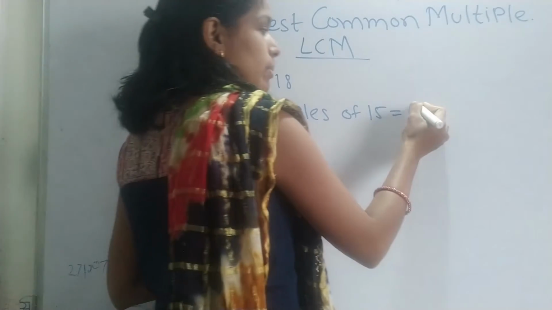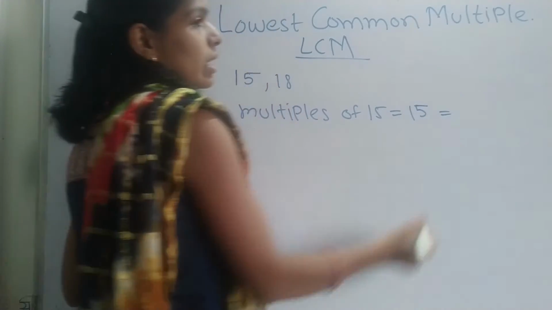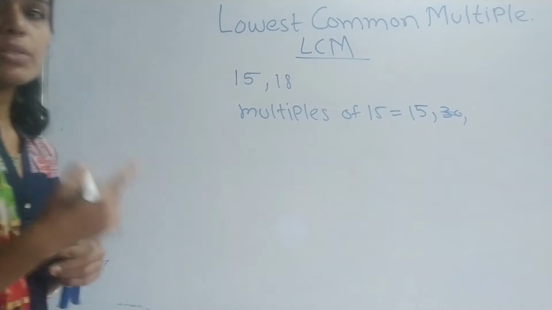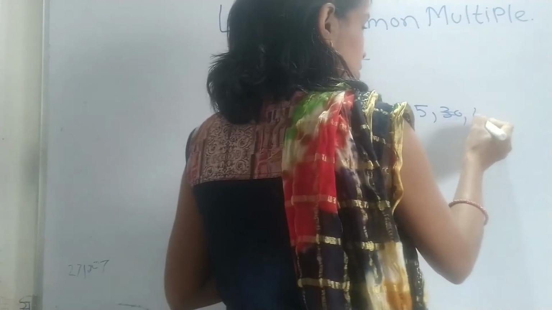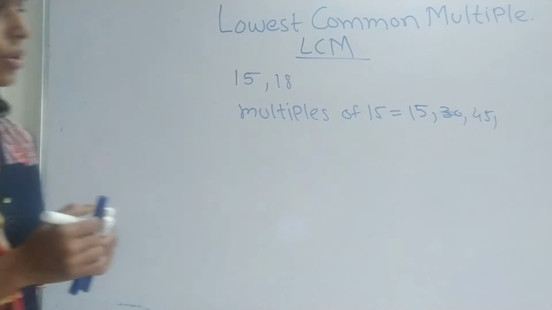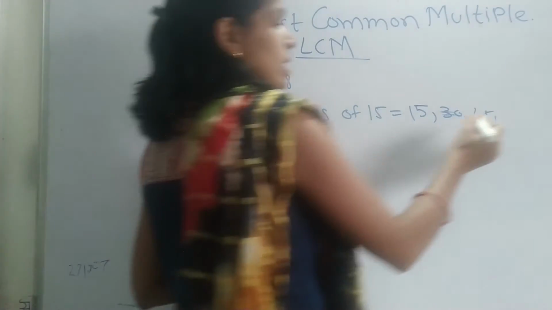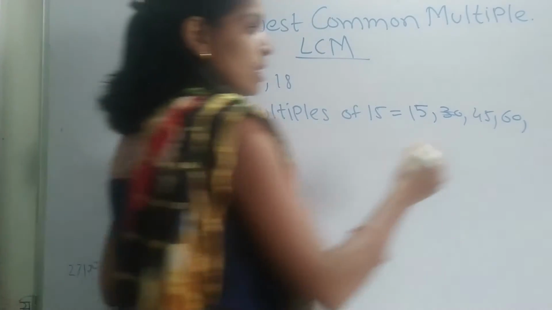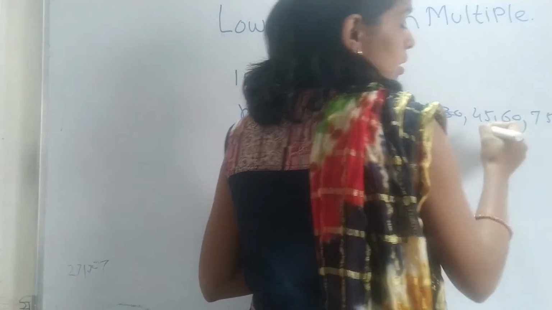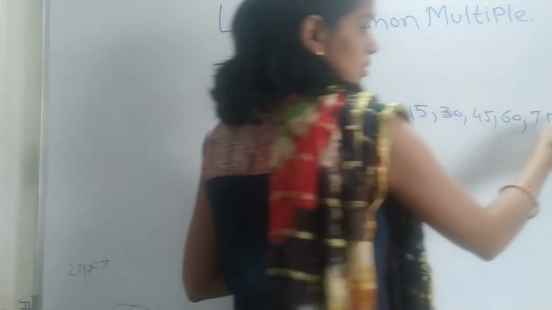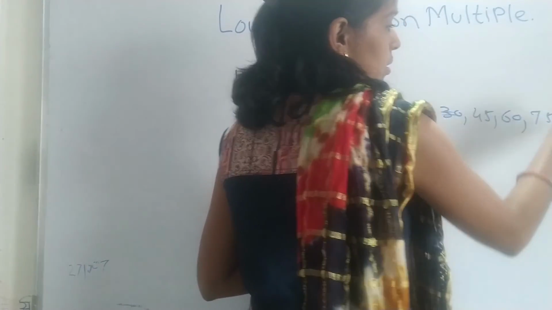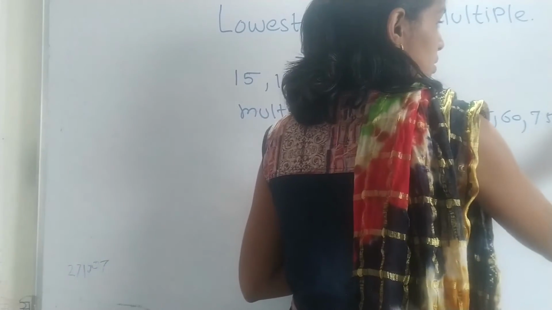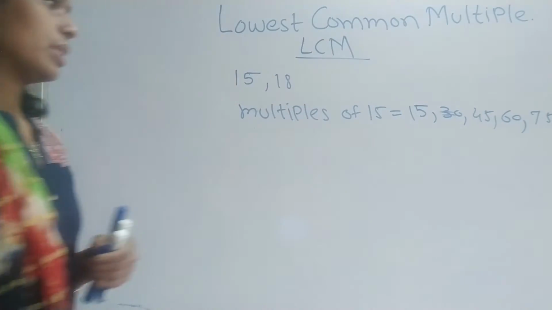That is 15 multiplied by 1, that is 15. 15 multiplied by 2, that is 15 2s are 30. 15 multiplied by 3 means 15 3s are 45. 15 multiplied by 4, that is 15 4s are 60. 15 multiplied by 5, that is 75. Then 15 6s are 90. 15 7s are 105. These are the multiples of 15.